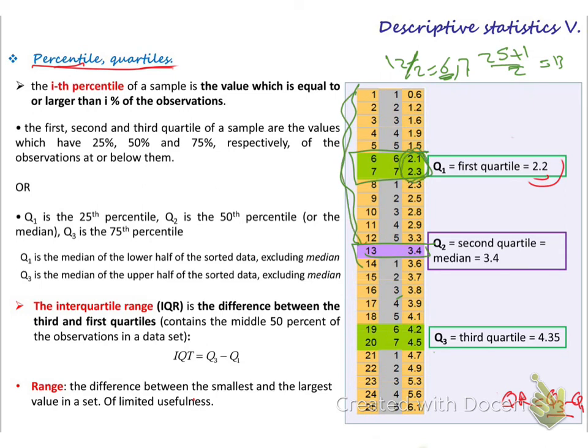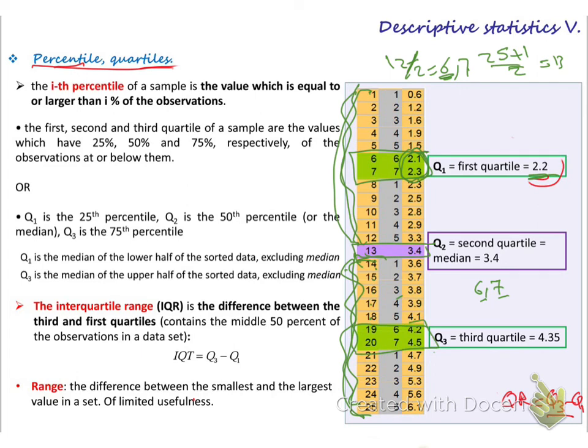So the first quartile would be the sum of these two divided by 2. So 2.1 plus 2.3 equals 4.4 divided by 2 equals 2.2. The same thing I have to do for the last half. So here, the first half is above the median and the second half is under the median. Also, this one I have to split into 2. So there are 12 numbers divided by 2 equals 6. So it will be 6 and 7. I count after the median 1, 2, 3, 4, 5. So it will be number 6 and number 7.